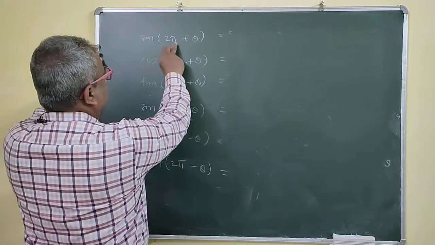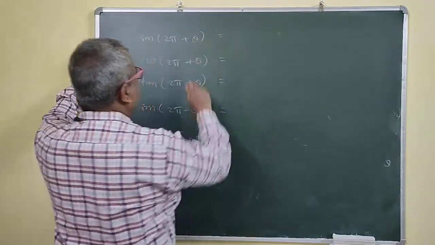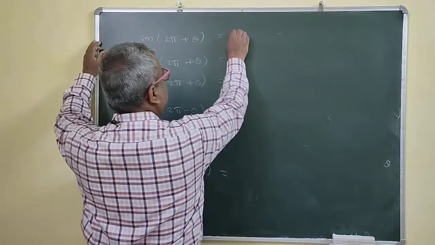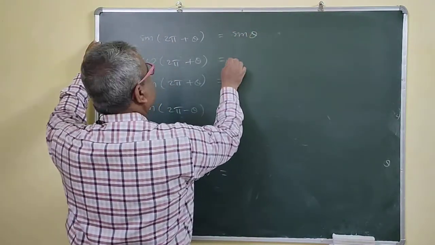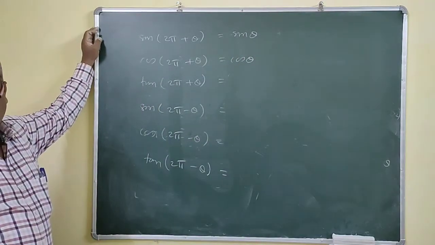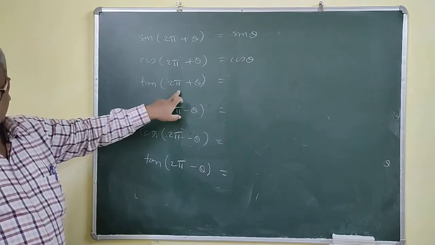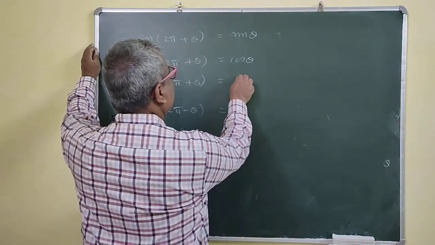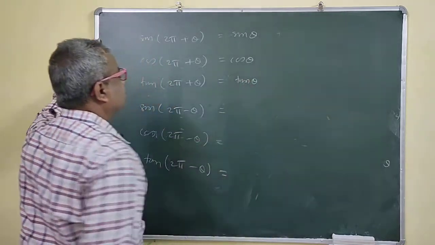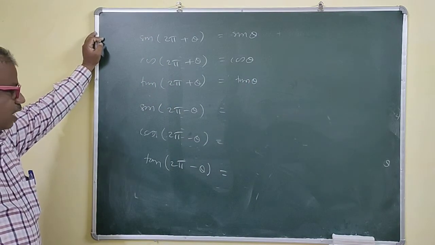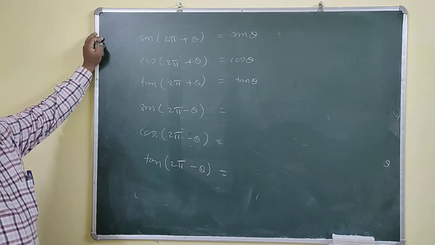Okay, so this is what? Sine 2 pi plus theta. So this is what directly you can write, this is sine theta. Right? This is what? Cos theta, because 2 pi is the period. Now here tan 2 pi plus theta. Don't write that directly. So this is also tan theta. Okay, so this is also tan theta.